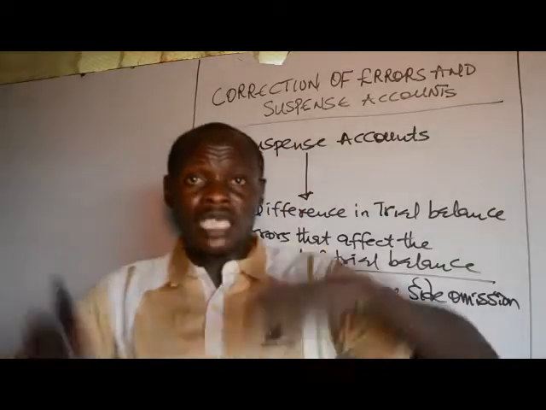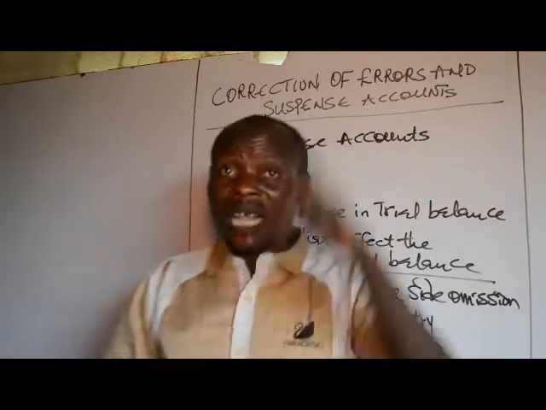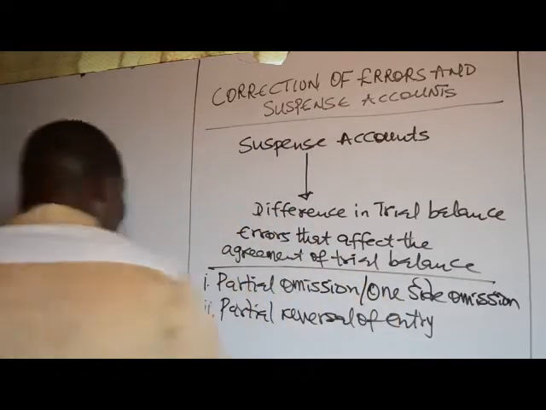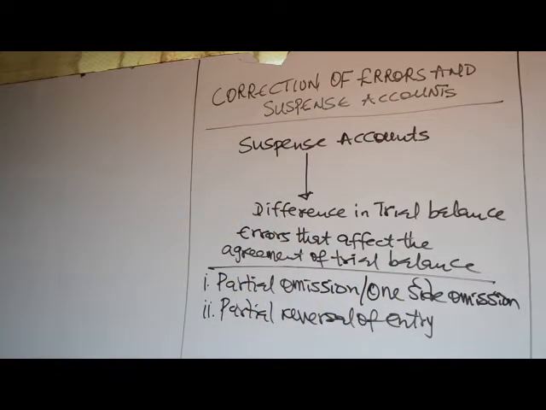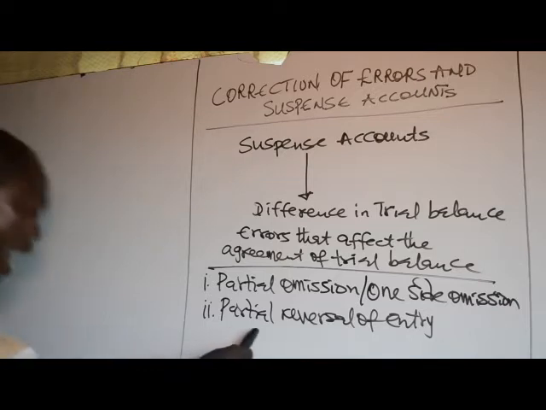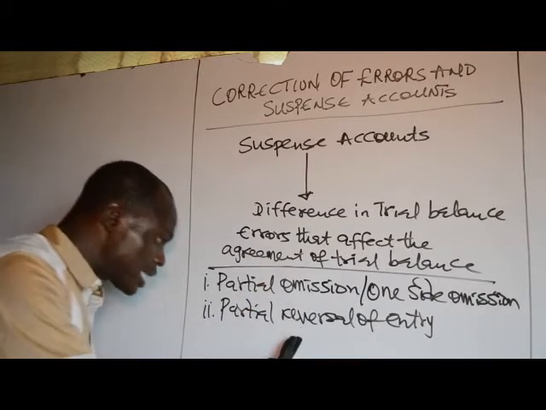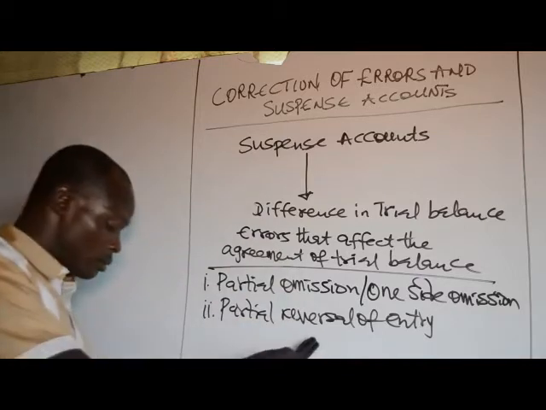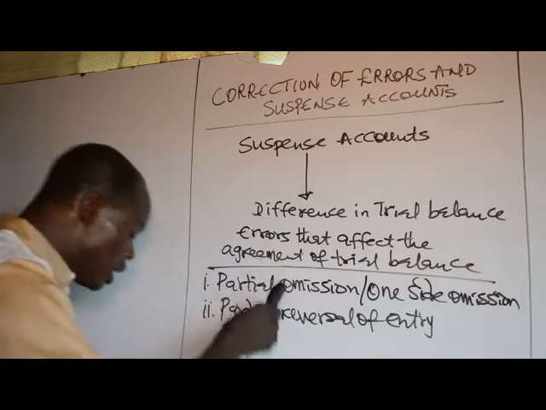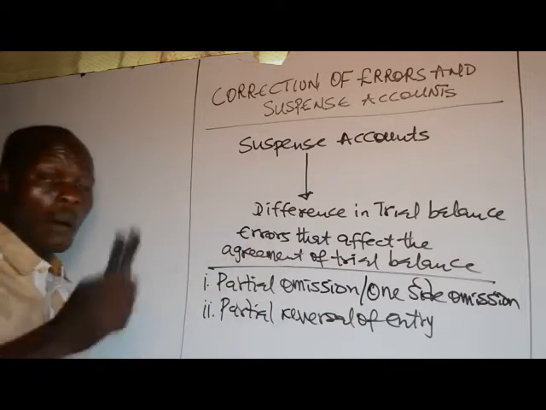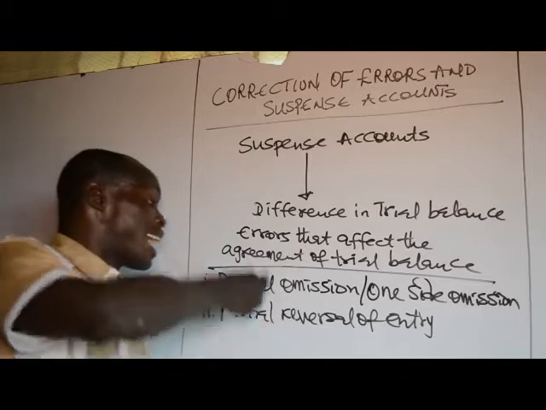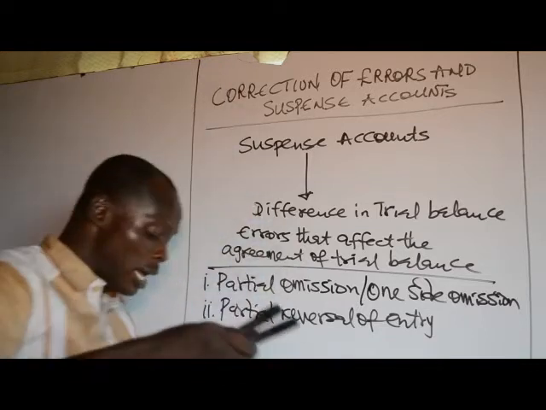Only one of the two accounts is affected. The other account is correctly recorded. Where that is the case, the error is said to be the partial reversal of entry. It occurs when the double entry for a transaction is posted on the wrong side of one account and the entry in the other account is correct.